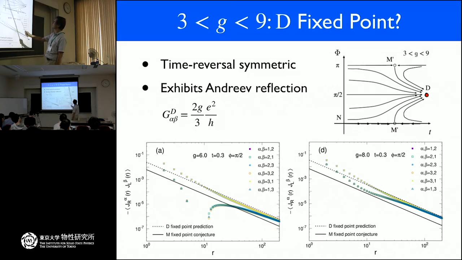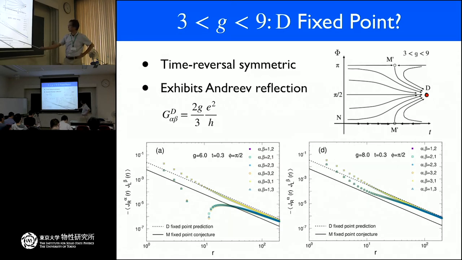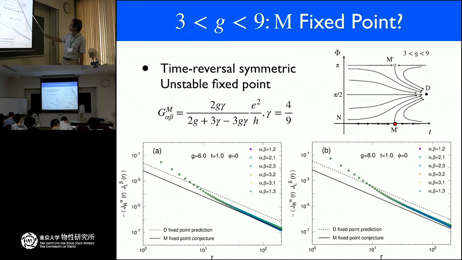So for example, there's a fixed point called a D fixed point at the stronger coupling. And here is the prediction. We can see it try to reach this, but still not quite. And at a stronger coupling, it looks like it's coming here. Also, is there an N fixed point in this case? When phi equals zero, we can asymptotically see maybe, but it's still inconclusive.